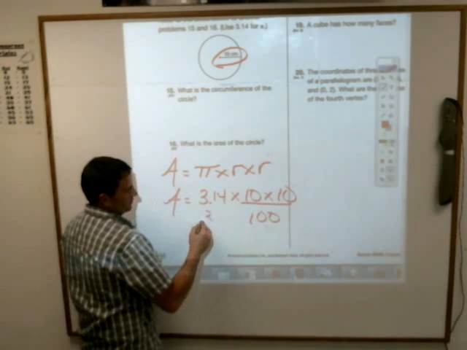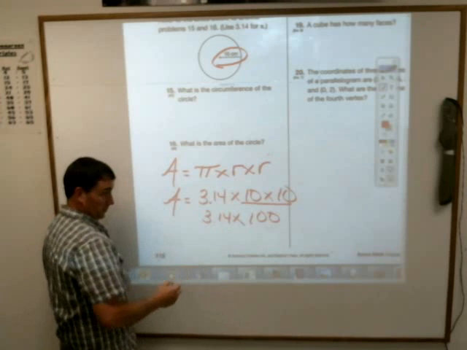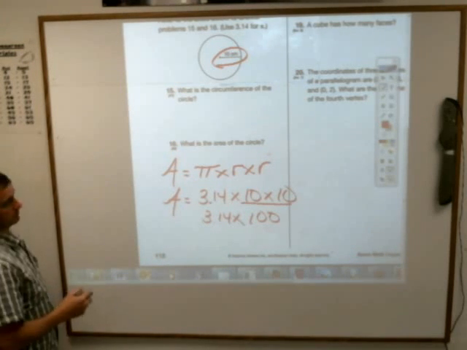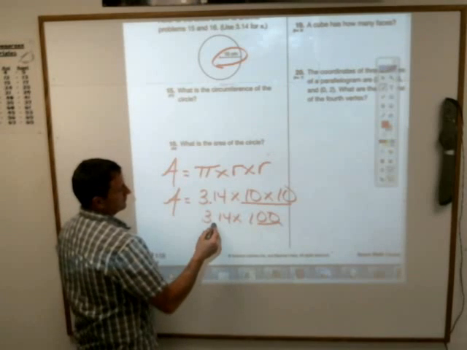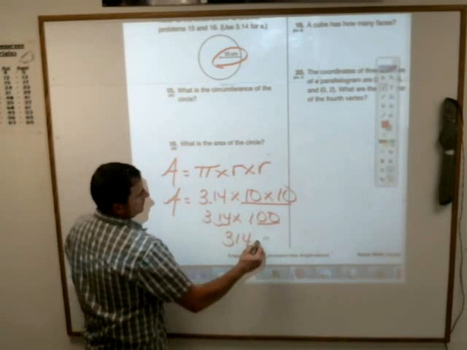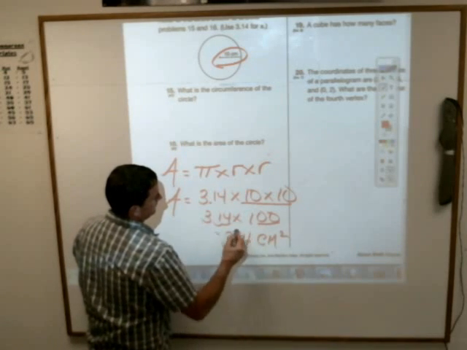This is one of those times when I hope you could do this in your head, because what is 3.14 times 100? 314. Move the decimal over 2 places. I was way off.